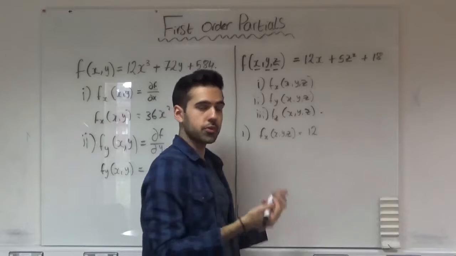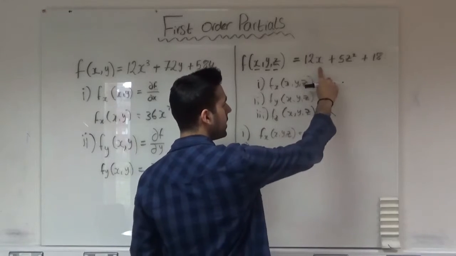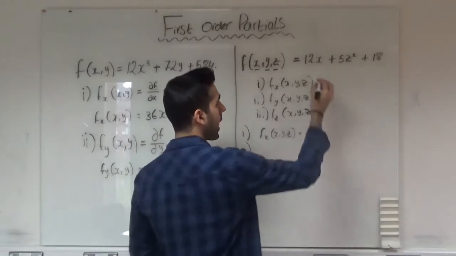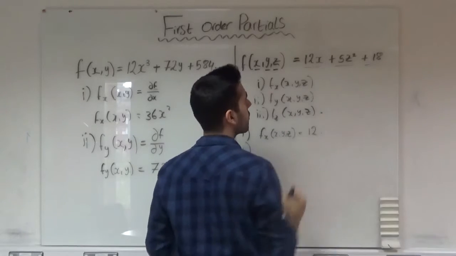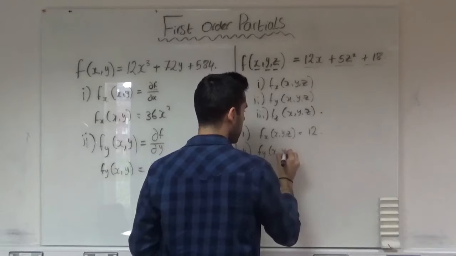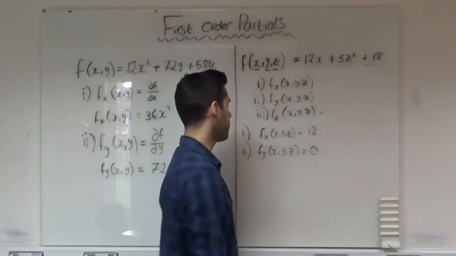Now, the partial with respect to y, we're only looking at terms which have a y term in it, and everything else would go to 0. Now, in this case, we have no y term in any of the three given variables. So, the partial with respect to y is actually just 0, because there's nothing to differentiate.